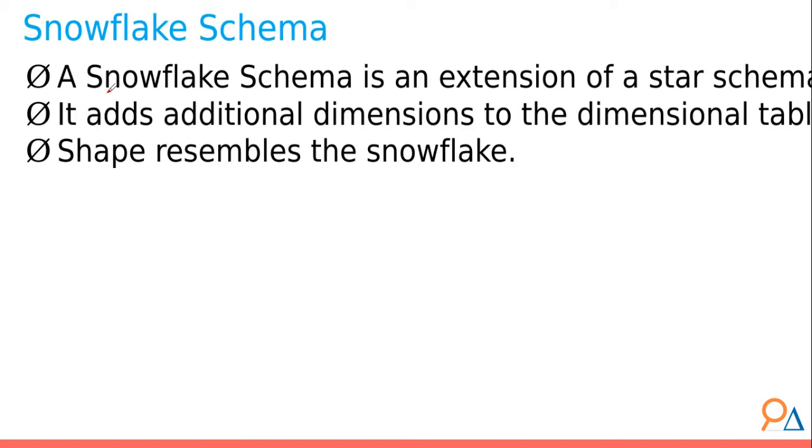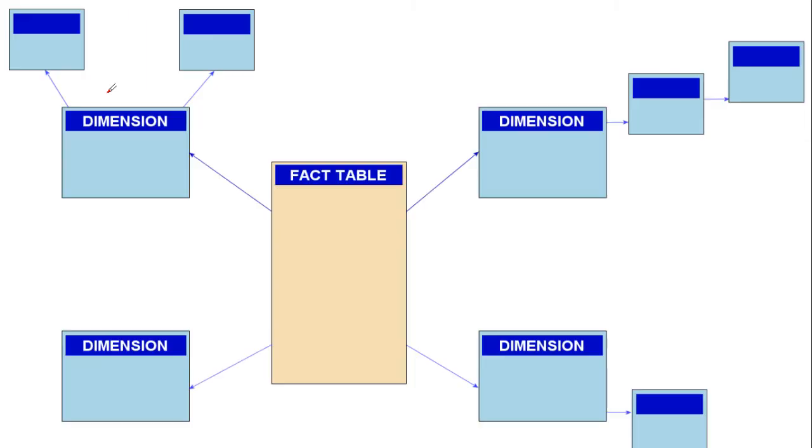Snowflake schema, as I said, is an extension of star schema. It adds additional dimensions to the dimension table. Its shape resembles snowflakes right here. So it's the same as a star schema. We have these dimensions, and at the very center we have a fact table. But what's different is that these dimensions get divided into more dimensions for the aim of normalizing these tables. That's the major difference between star schema and snowflake schema. So we are dividing dimensions into sub-dimensions for the aim of normalizing. You can see we divide this one into these two.